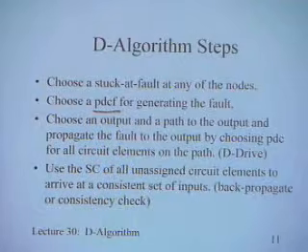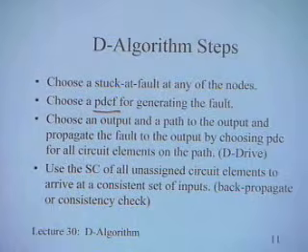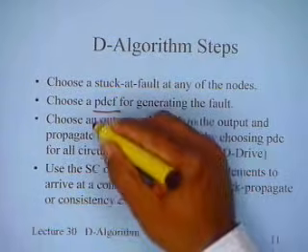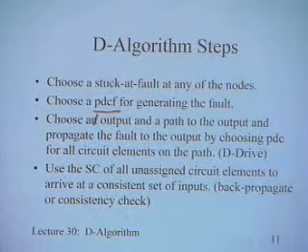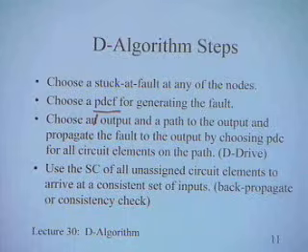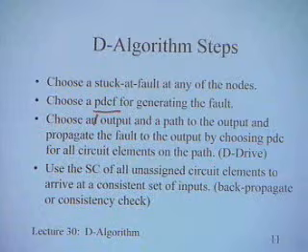That's the first step. Now the second step is to choose the output and a path to the output, and propagate the fault to the output by choosing PDC for all circuit elements on the path, one by one. So I choose one output where I want to see the fault.